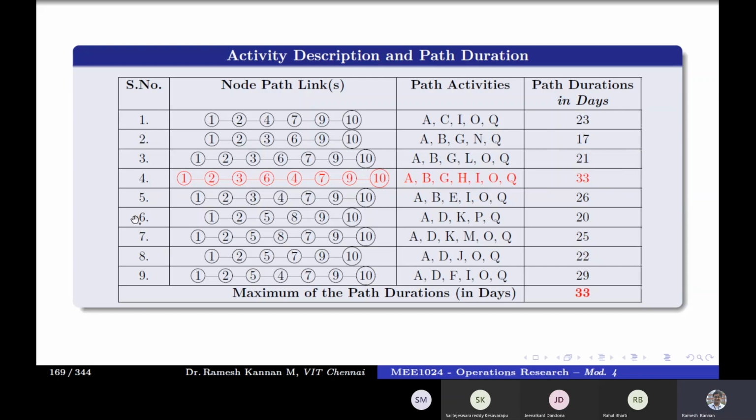This is just to check. This is not the actual procedure to find the critical path. This is to check whether your answer is correct. You can do it as a sanity check at the end. Okay.